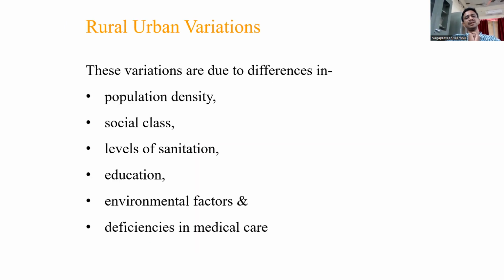There may be rural urban variations. Maybe differences in population density, social class, level of sanitation, education, environmental factors, deficiency, and medical care services. Those who are living in rural areas may not spend much money. In urban areas, they spend a lot of money and get rid of the diseases. So there are urban and rural differences. Level of sanitation: you can see everybody in urban areas will have a sanitary latrine. In rural areas, there are not many sanitary latrines. They are more prone to infection of hookworm diseases.